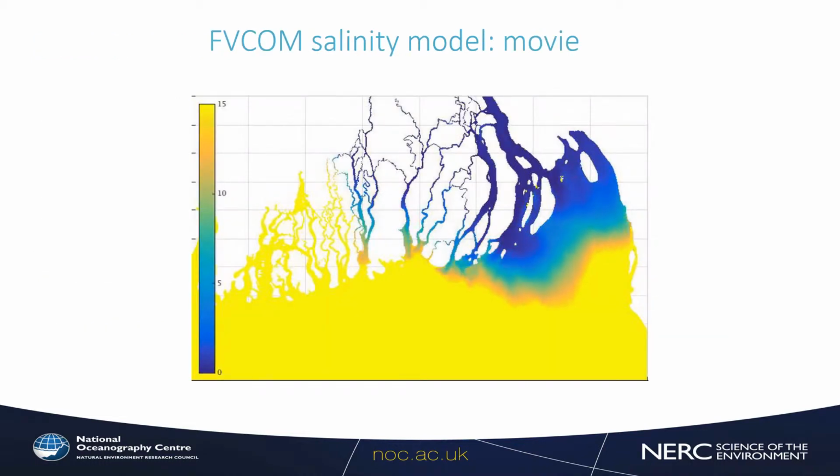This movie shows the changing surface salinity over a few weeks, with the salt water of above 15 PSU in yellow and the fresh river water in dark blue. You can see that the tidal front moves in and out on a 12.4 hour M2 cycle. And as we get towards the end of the simulation, the fresh water has come down the Ganges, so you see the freshwater plume growing and growing offshore.